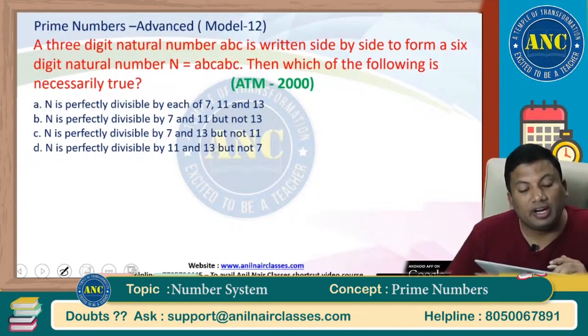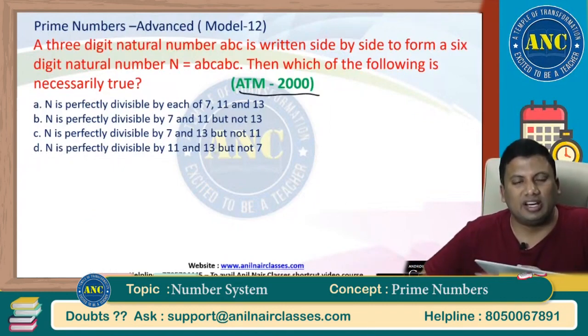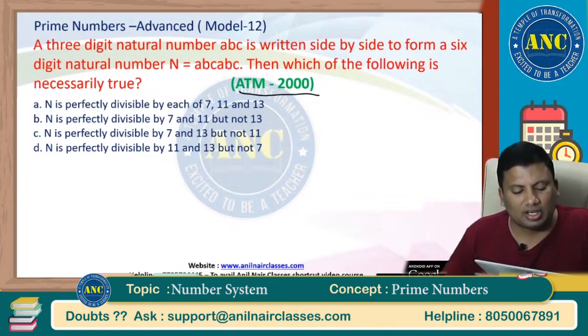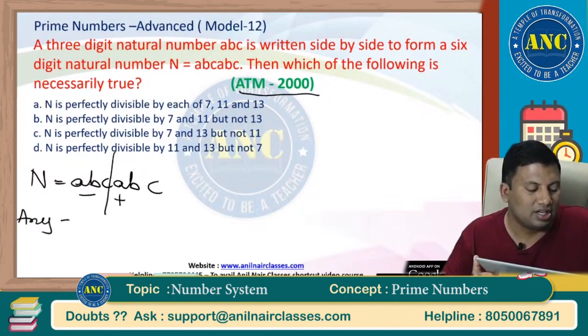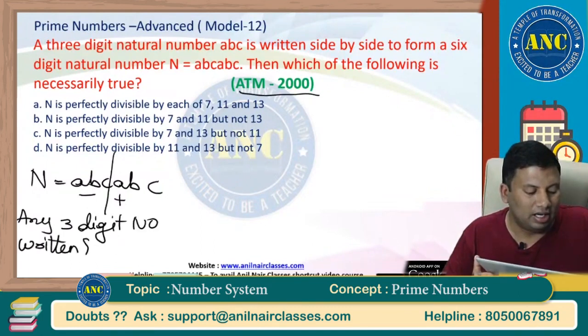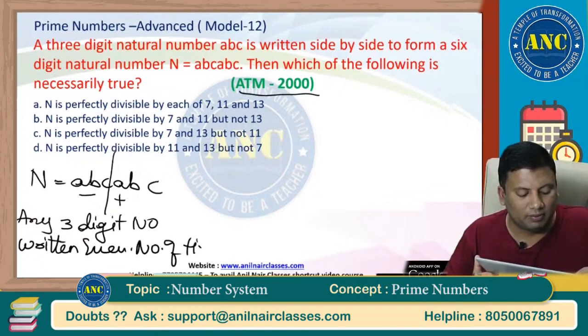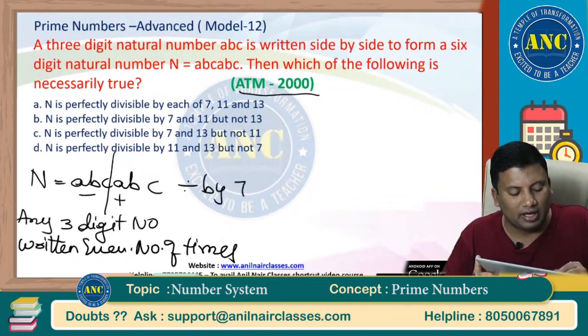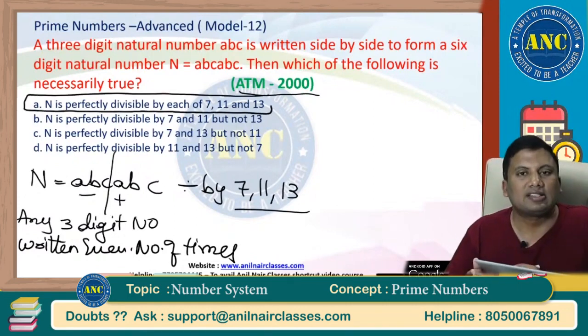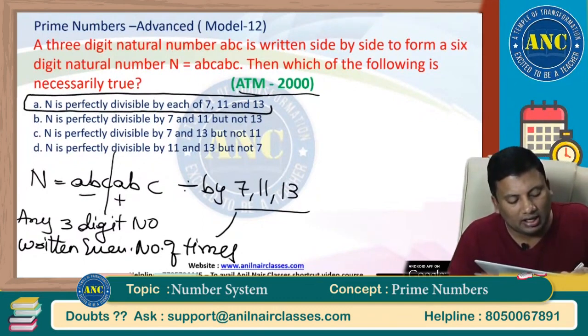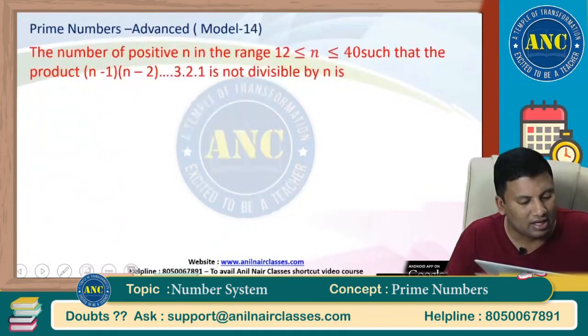Now, a 3-digit number. This is what I said, some of the exams were previously used to get into IIMs. There used to be another examination, way back 20 years before. A 3-digit natural number is written side by side. N equals ABC, ABC. Any 3-digit number. What is the concept that we discussed? Any 3-digit number written an even number of times is always divisible by 7, 11, 13. In my previous class, I discussed this concept. So, N is perfectly divisible by 7, 11 and 13.